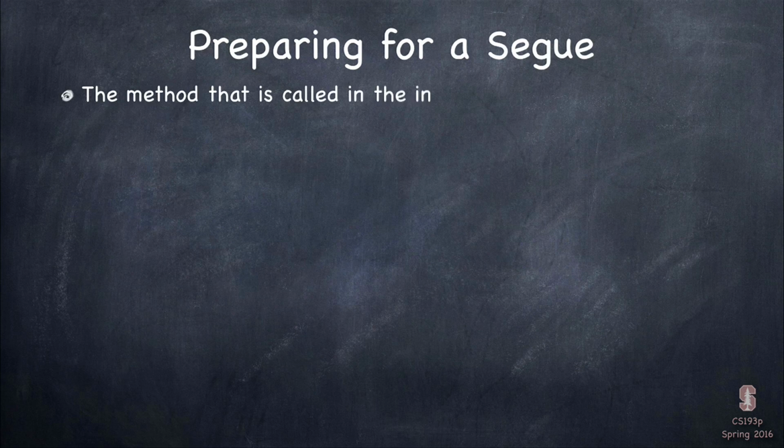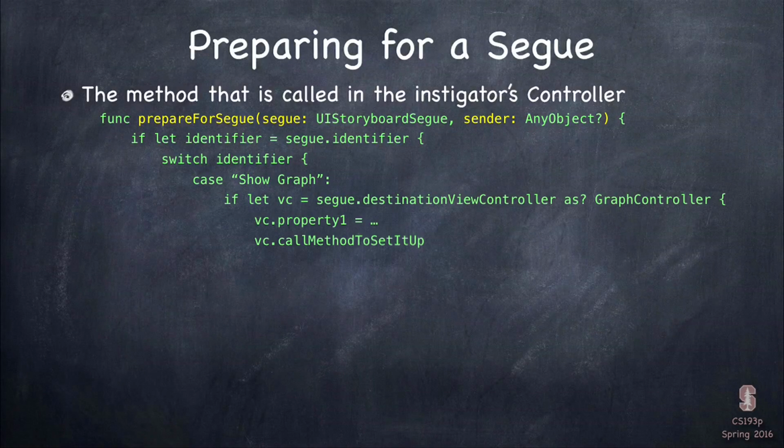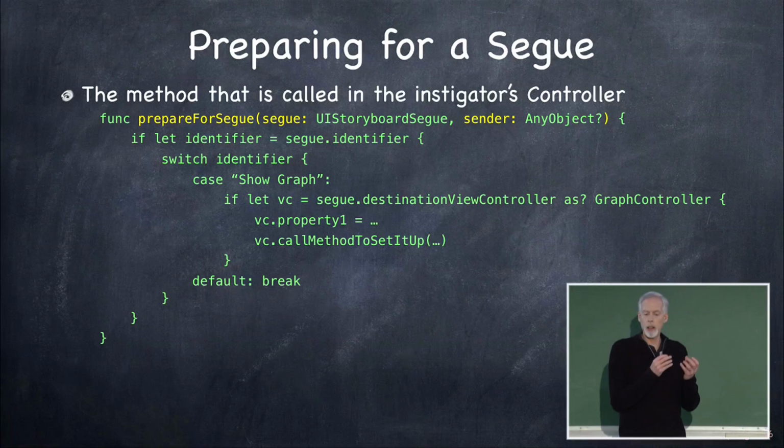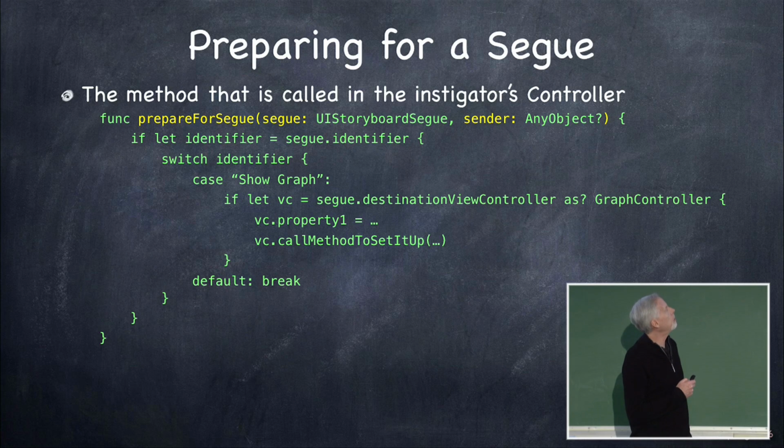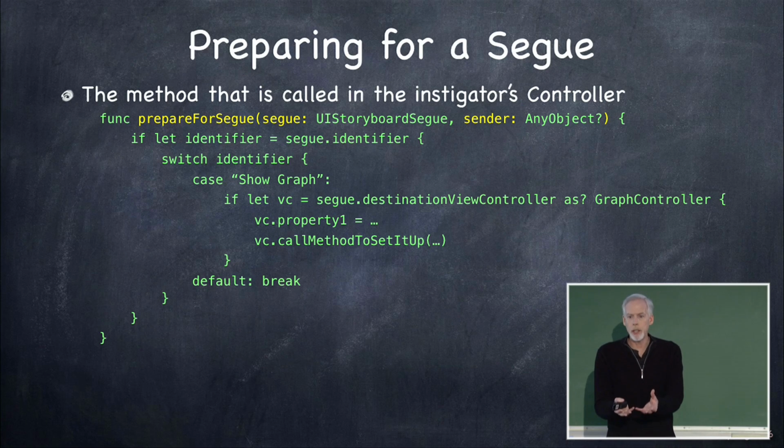Now, the preparation happens with a method that is sent to the view controller that is causing the segue to happen. Not the view controller on the other end that's being created, but the one that is causing it to happen. That view controller is going to be sent this message, prepare for segue, and its job in this method is to prepare the MVC that's being created by the segue to do what it wants to do.